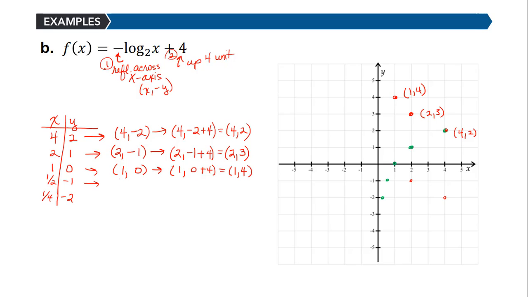One half, negative 1 would take me to 1 half, 1 when it's reflected across the x-axis, and then I need to shift that up 4 when I add 4 to my y values. 1 plus 4, I get 5, so that transformed point is 1 half, 5.